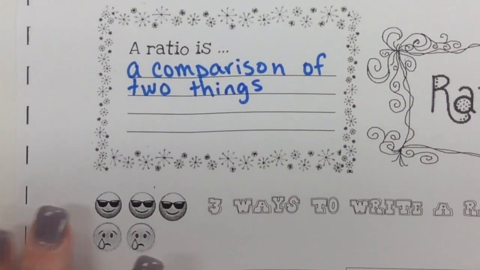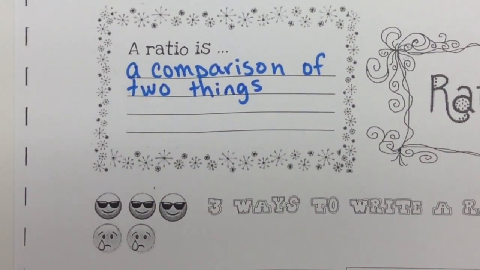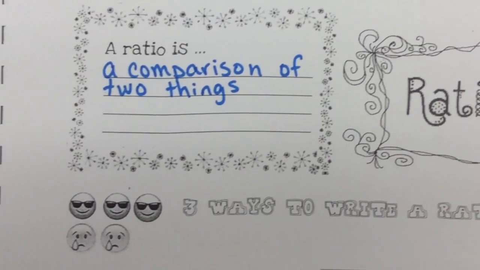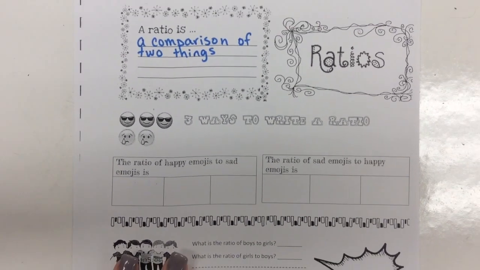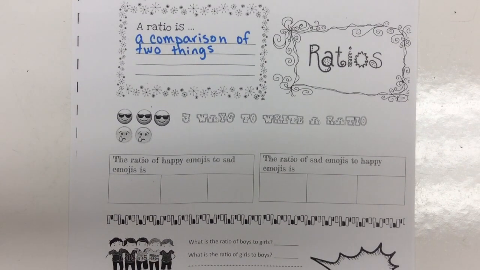Okay, we're not going to go out into the parking lot and count the number of cars and compare it to the number of girls in the school. That doesn't really make any sense. So it's a comparison of two things that are related somehow. You could say cars to trucks, or boys to girls, but you want the things to be somehow related, okay?